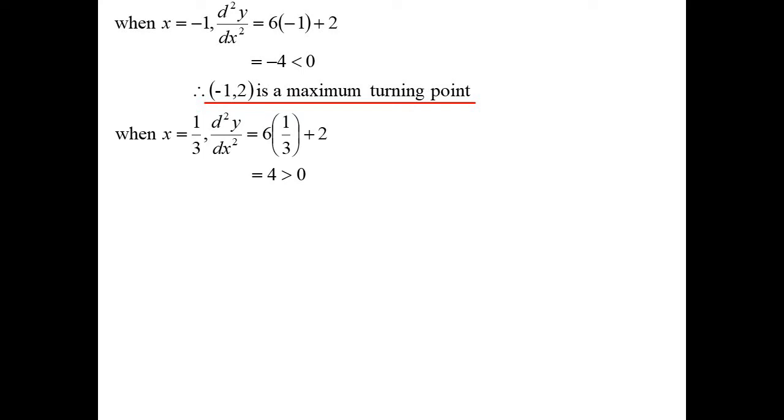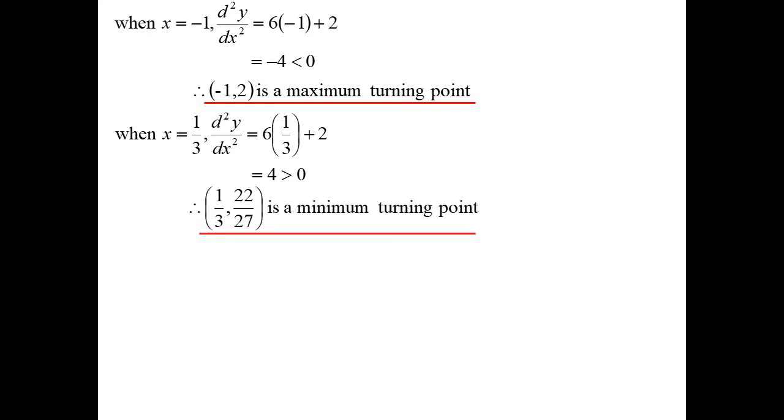When x equals negative 1, let's investigate. What's the second derivative? The actual number probably isn't that important. Really what we need to know is, is it positive or is it negative? Well, negative 4, that's telling me the curve is concave down. So therefore, minus 1, 2 must be a maximum turning point. Let's check the other one. Sub that in, I get positive 4. So we know that one's concave up. We must have a minimum turning point.